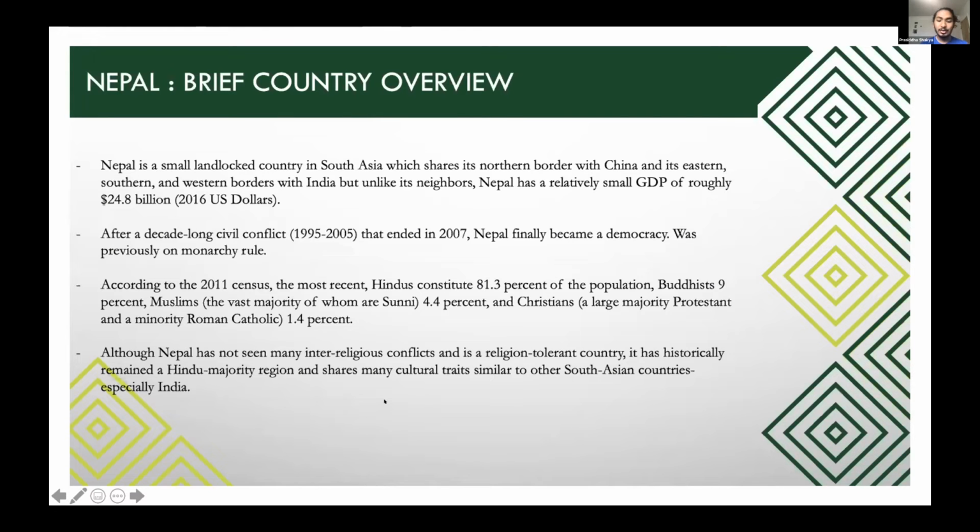So Nepal is a country in South Asia sandwiched between India and China. It became a democracy in 2007 after a decade-long civil war, and being a very young democracy is still politically unstable. Now, although Nepal is a religiously tolerant country, it has always been a Hindu majority country and hence shares many cultural traits similar to India.